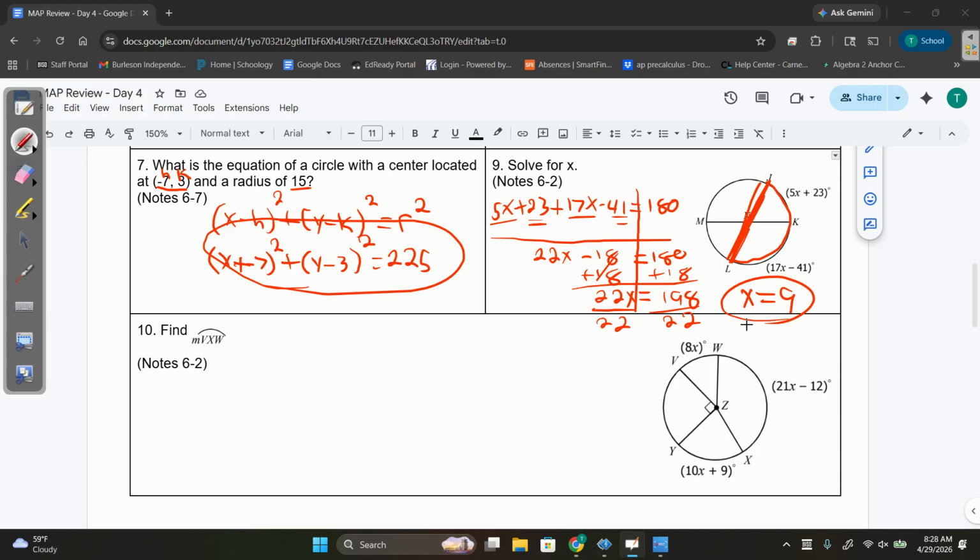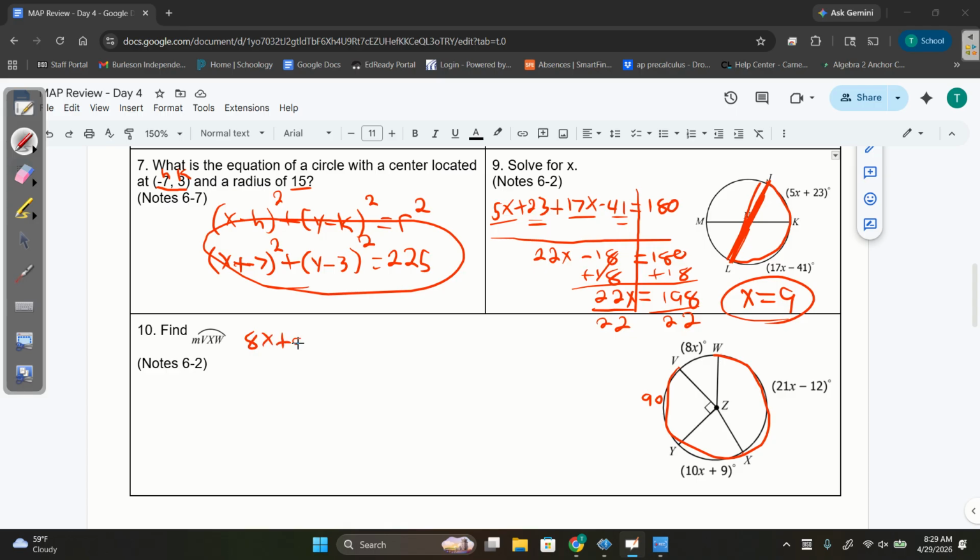Number 10, we've got, this is 90 degrees. And it says find the measure of arc VXW. That's V to X to W, all of this around here. Now to do that, first we have to know what X is. So let's make an equation to help us find out what X is. I can say that each of these pieces around the circle should add up to 360 degrees. So that's the equation I'm going to set up.